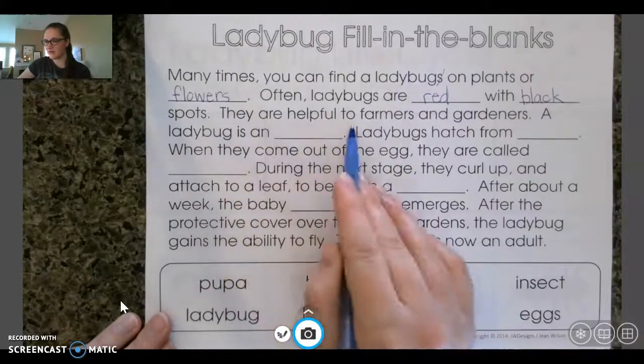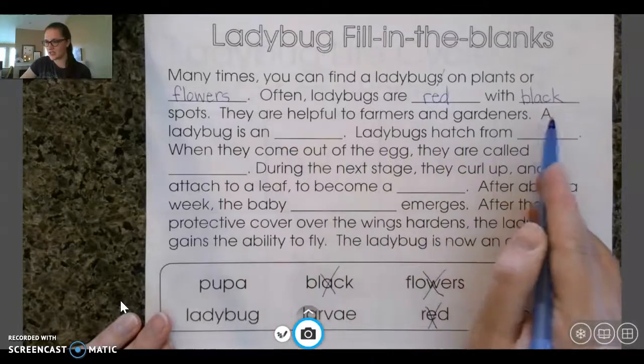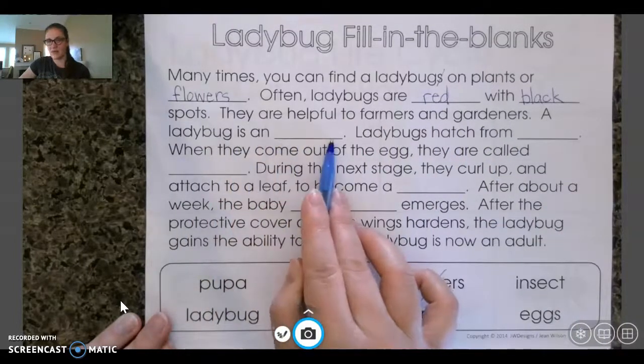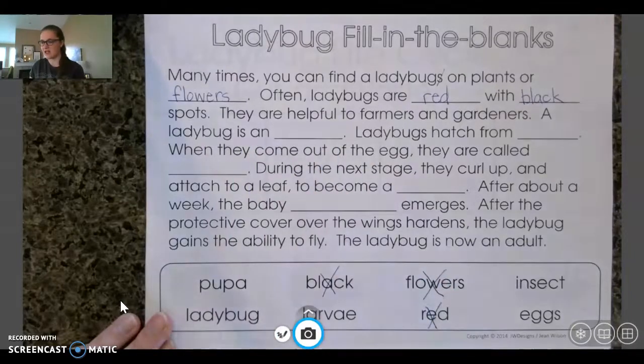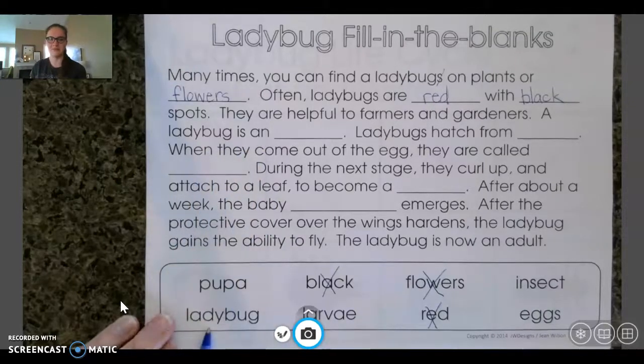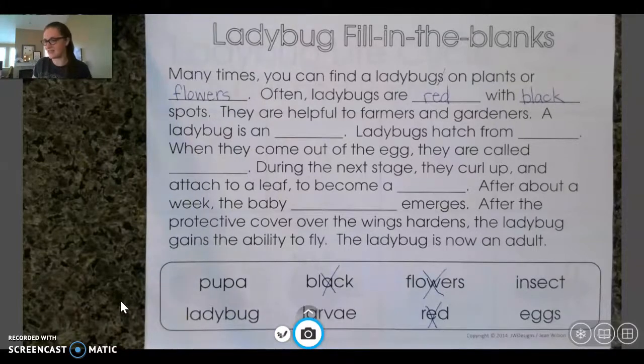They are helpful to farmers and gardeners. A ladybug is an blank. What is a ladybug? A ladybug is a pupa? No, we learned from butterflies that pupa is one part of a butterfly's life, so we can assume it's going to be one part of the ladybug's life, but not what a ladybug is. A ladybug is a ladybug? Well, yes, but we already said that. We wouldn't say it twice.